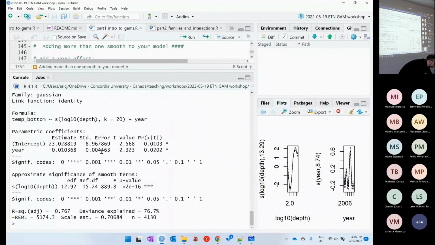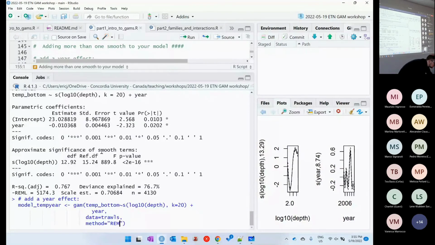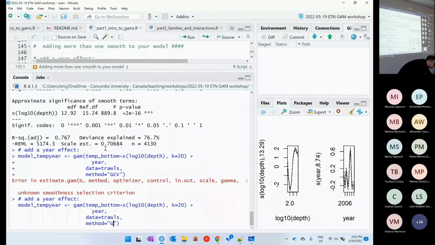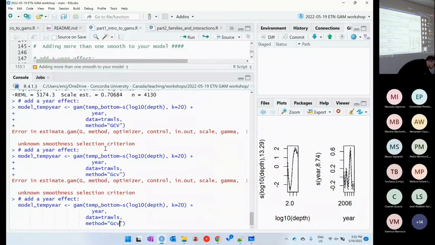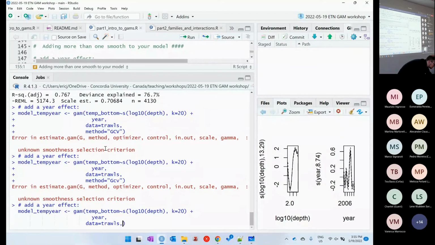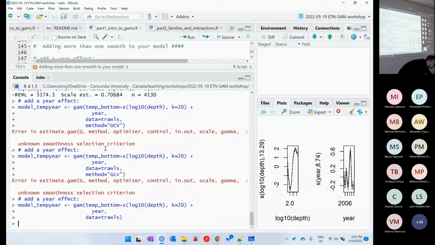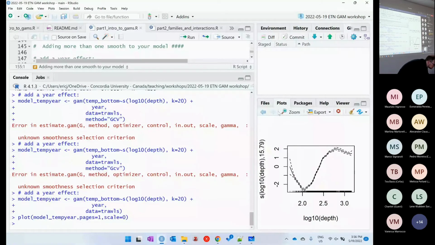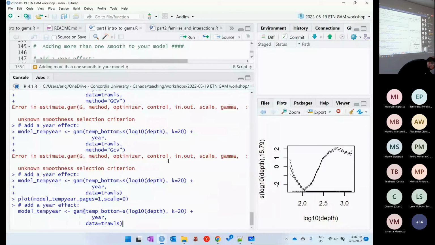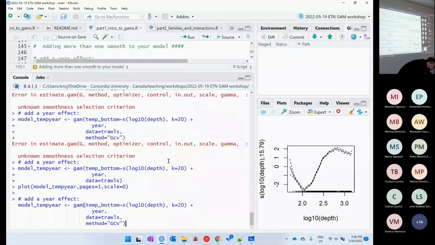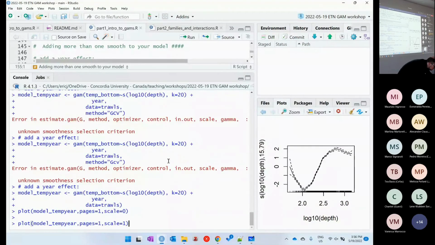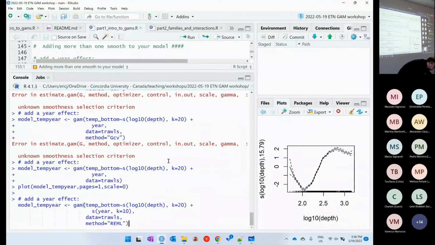And I just want to give you a sense. The other thing I want to show you is what happens if we use method equals null. I can't remember the actual acronym. I think this is without using restricted maximum likelihood. I just want to show you how it changes the plot. Oh, geez. I need the one with year as a smooth as well. Here we go.